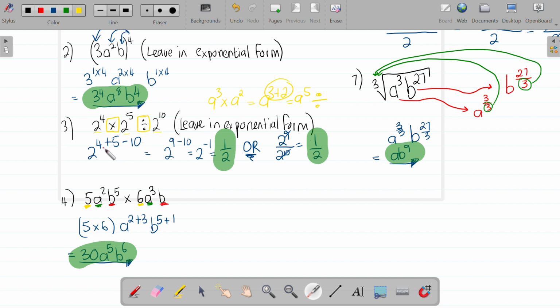Okay? So now what happens is, 4 plus 5 is 9. And then we need to subtract 10. But now 9 minus 10 is minus 1. So have a look at what happens over here when you get to this point. We're going to get a base of 2 with the power of negative 1.